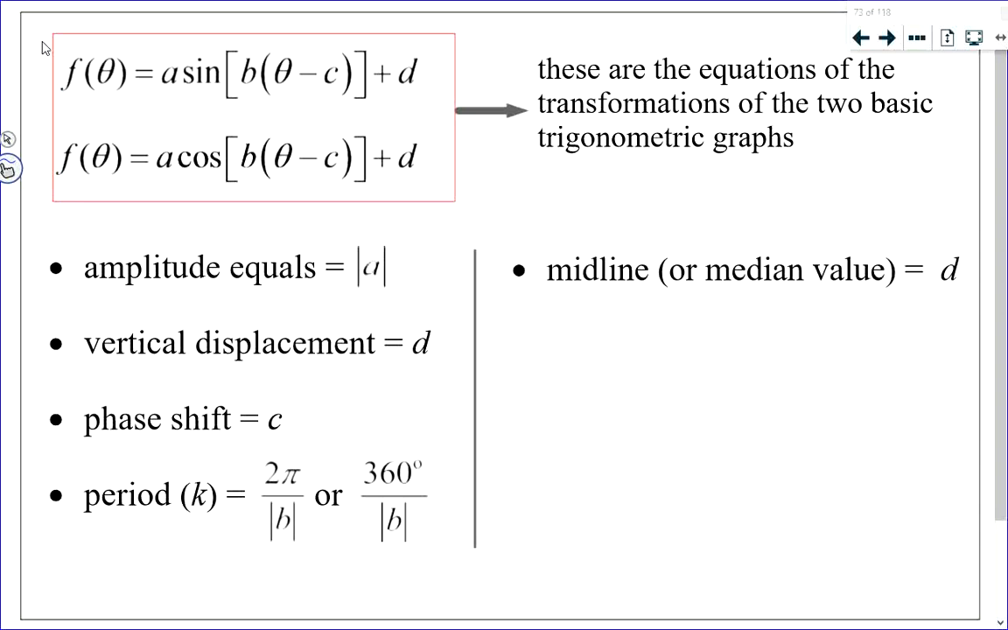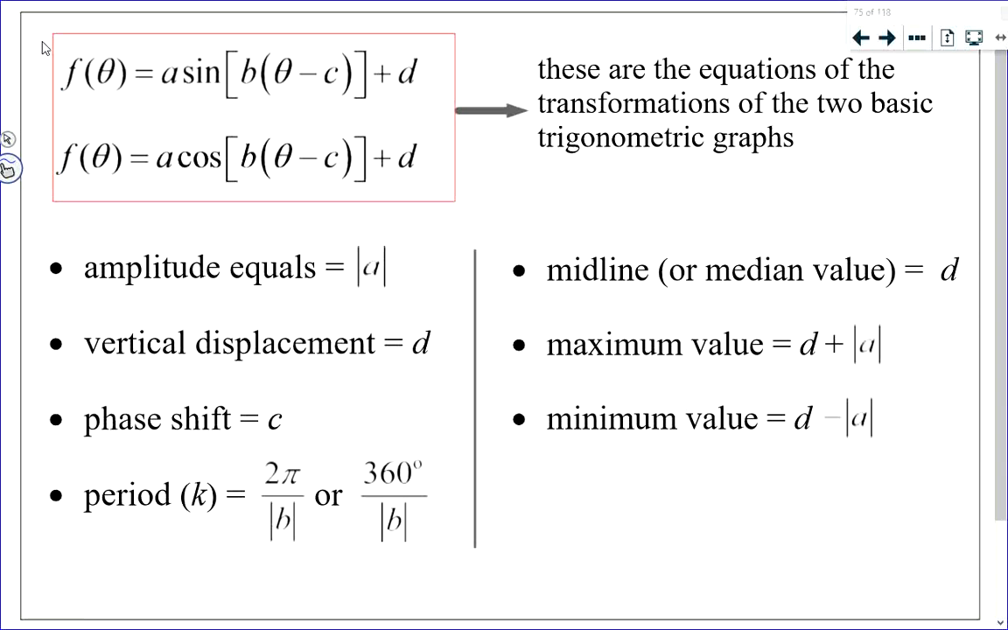D is also sometimes referred to as the median value of the function or the midline. It's where the middle of the function is. The maximum value of the function will be wherever that vertical displacement or midline is, plus the amplitude. The minimum will be whatever that median value of y is, the midline or the vertical displacement, minus the amplitude.